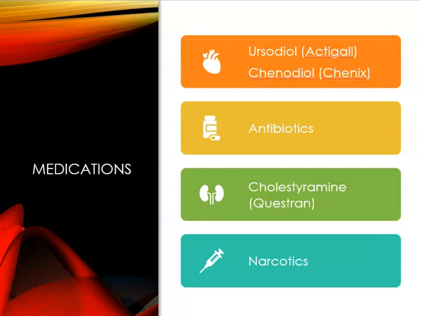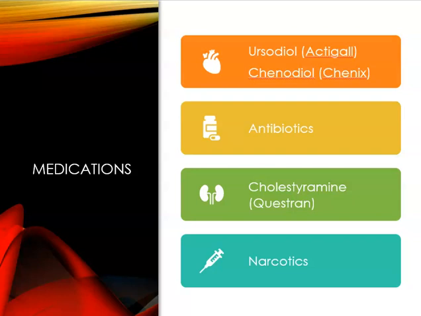So different medications that they might use for this. We have Actigall and Chenix, and those really reduce the cholesterol content of the gallstones, and that gradually does dissolve them. It's more effective with stones that have high cholesterol content, and it's going to be less effective with stones with high calcium content. The side effects of the Chenix are going to be diarrhea, and they're also hepatotoxic, so you need to make sure that they're watching liver enzymes with that.